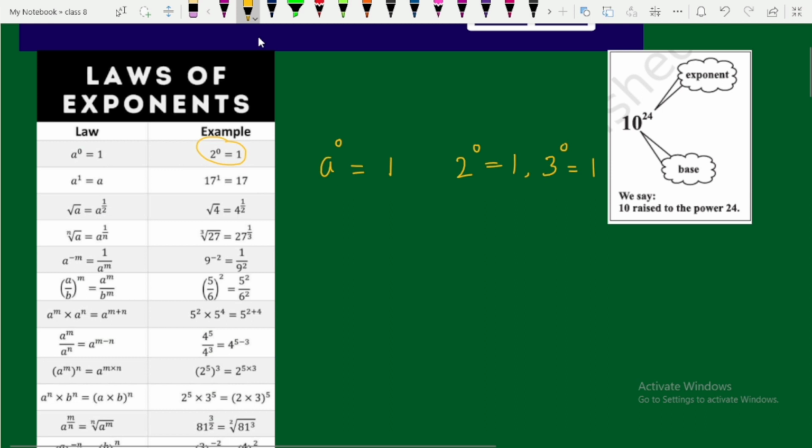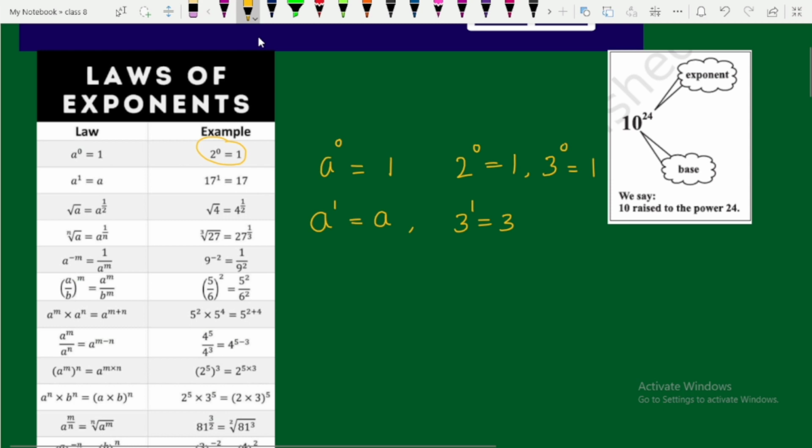Next, the second law is a raised to 1. It means a is written only one time, so a raised to 1 is a. 3 raised to 1 means 3 is written one time, so 3 raised to 1 is 3.